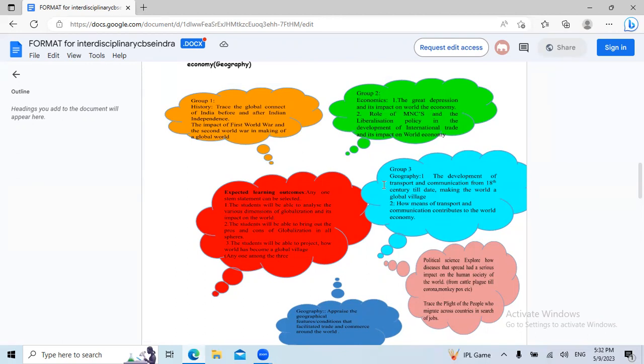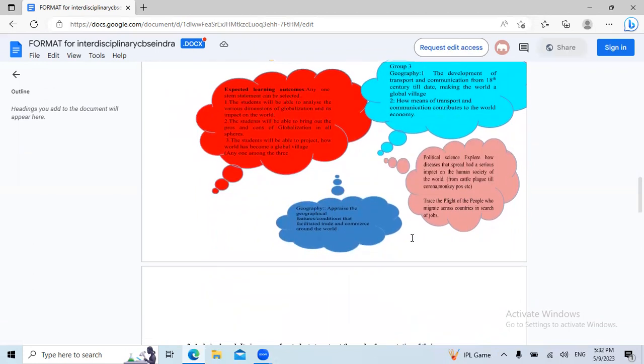Now, you are going to again divide your class into group 3. You are going to allot them geography first: the development of transport and communication from the 18th century till date, making the world a global village, and how means of transport and communication contribute to the world and economy. Now, here downside, political science is also included. Explore how the spread of disease had a serious impact on human society around the world, from cattle plague till corona, monkeypox, etc.